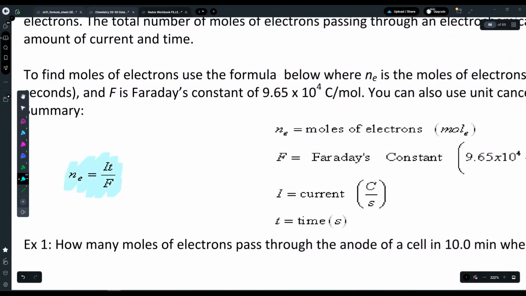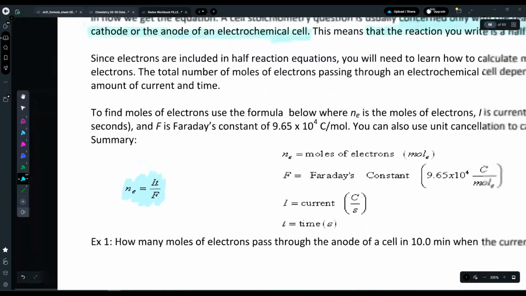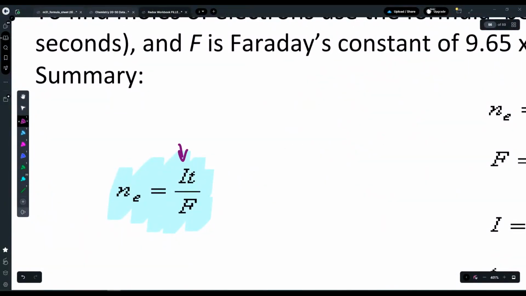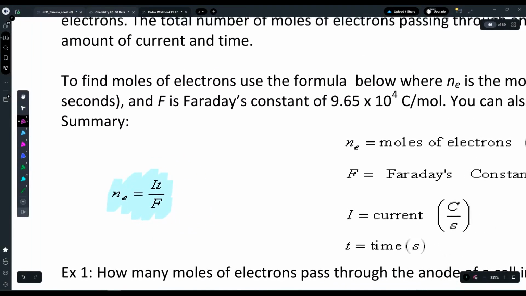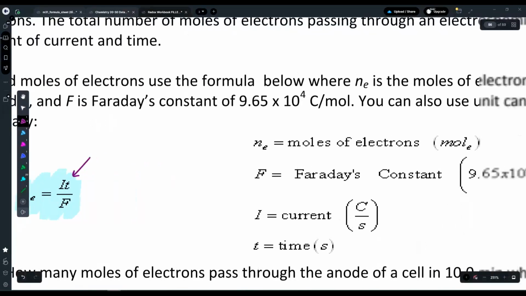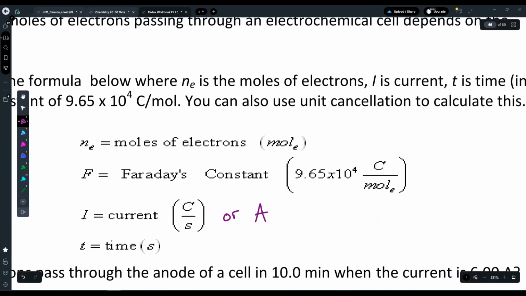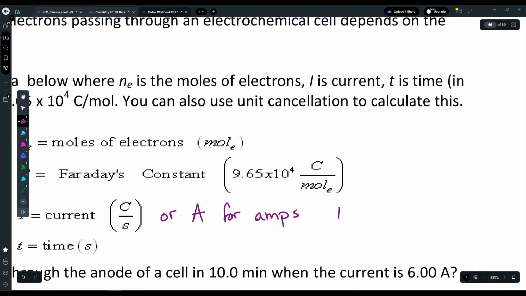So right here. So n_e is the moles of electrons. I over here, that's going to be current. t is for time, which is usually in seconds. Current could be in coulombs per second or in amps. So the symbol for amps is just A. And 1 coulomb per second is just equal to 1 amp.